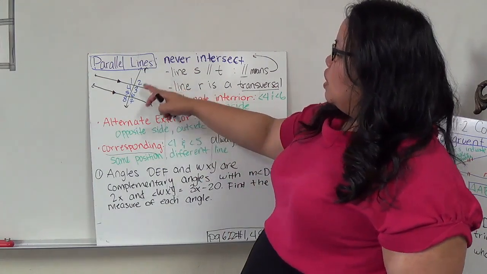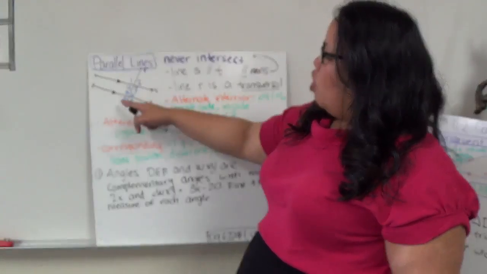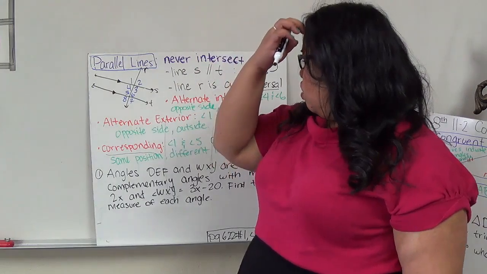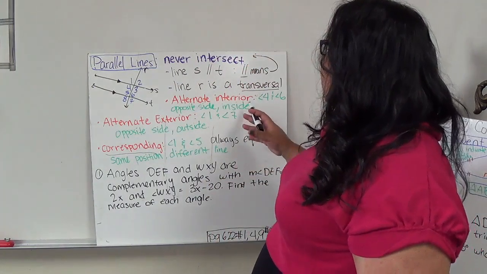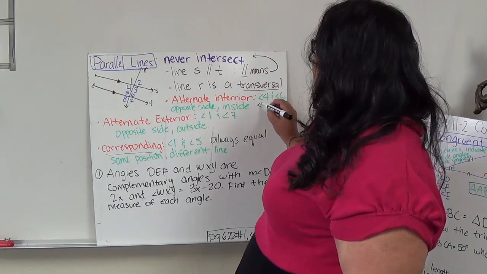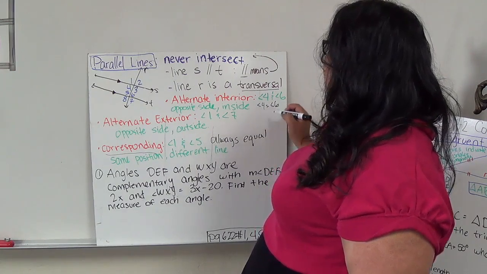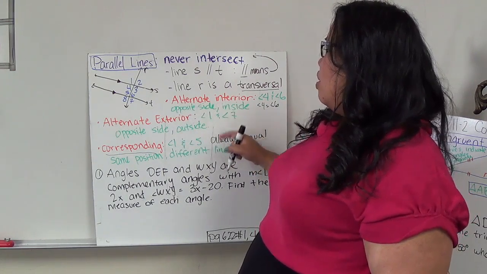So also 2 and 6 are corresponding. 4 and 8 are corresponding, 3 and 7 are corresponding. Now, alternate interior angles are also equal. So angle 4 equals angle 6. They're on opposite sides, on the inside.